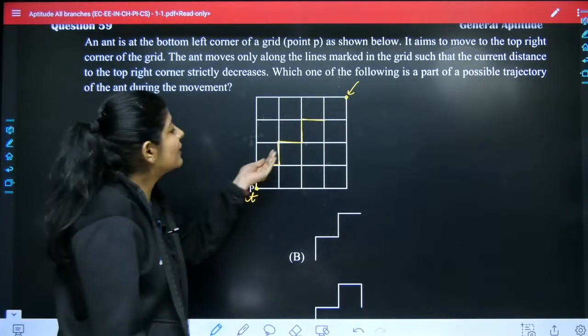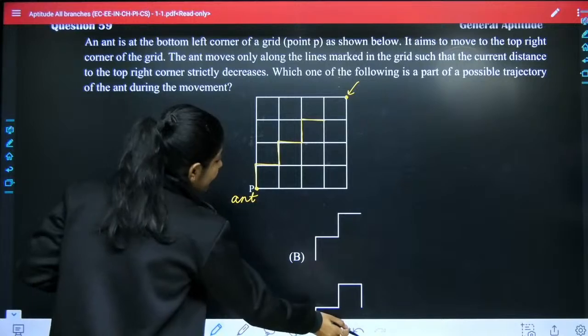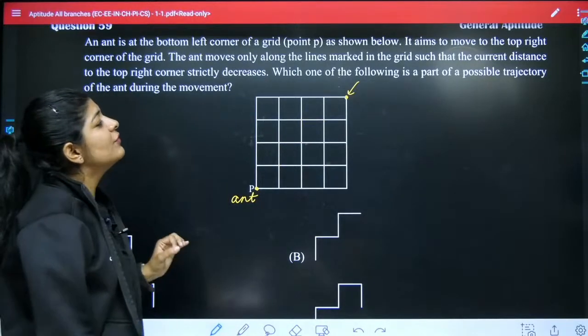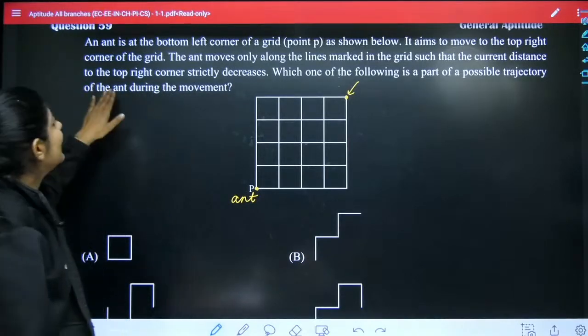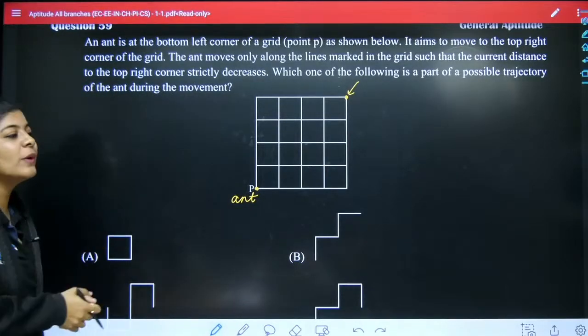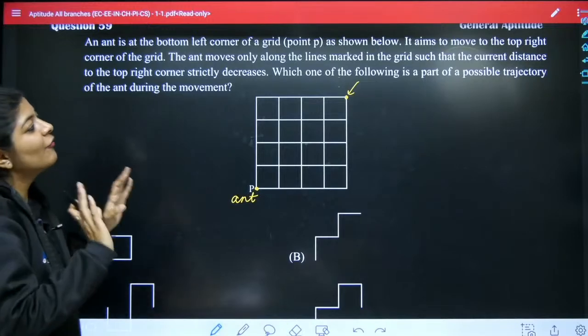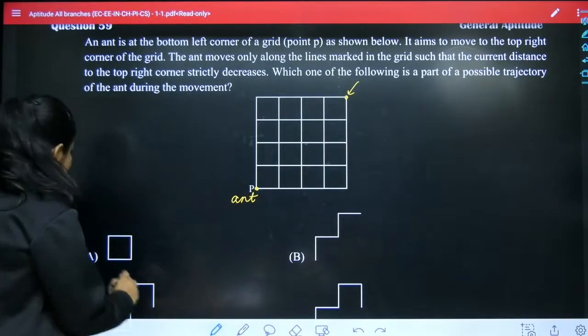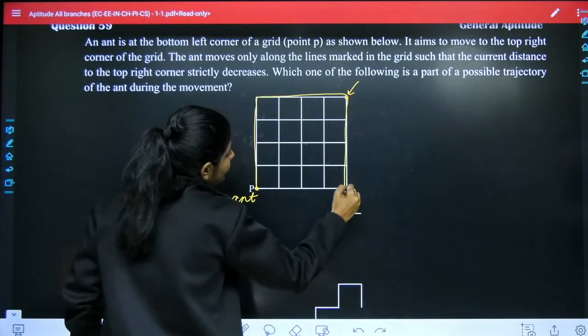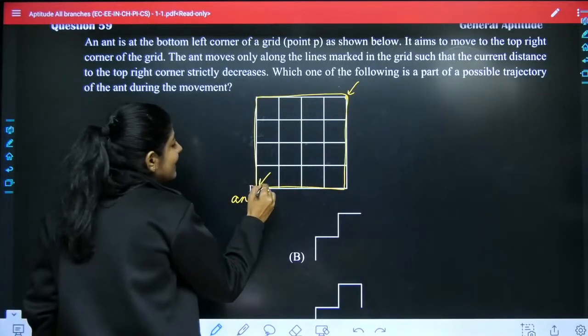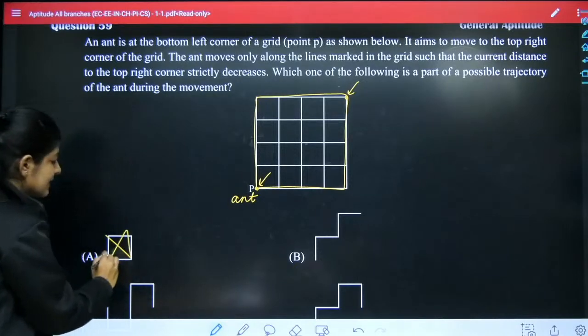The ant can move only through these marked points. Which one of the following is a part of a possible trajectory of the ant during the movement? Now what we have to do is just find out the possible trajectory, right? If the ant moves like this, now he will come again to the same point. That means this option is eliminated.